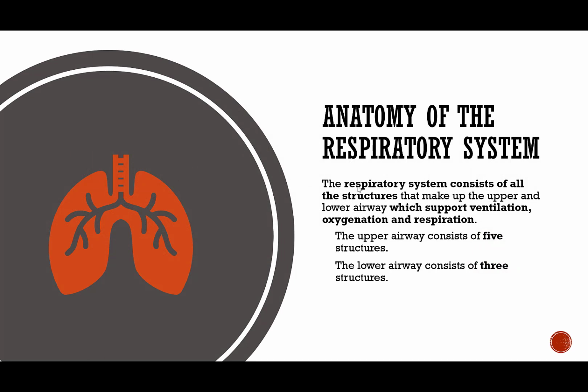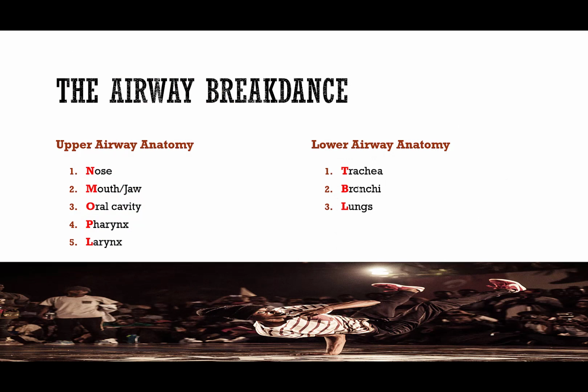So the respiratory system consists of all the structures that make up the upper and lower airway, which support ventilation, oxygenation, and respiration, right? So basically we're saying that the respiratory system is all the different tools, mechanics, structures, whatever you want to call it, organs, organ systems, tissues, cells, and chemical processes that support ventilation, oxygenation, and respiration. And we break up the anatomy for the respiratory system into the upper airway and lower airway. Upper airway has 5 different structures, and the lower airway has 3. And so the upper airway is composed of the nose, the mouth, the oral cavity, the pharynx, and the larynx.